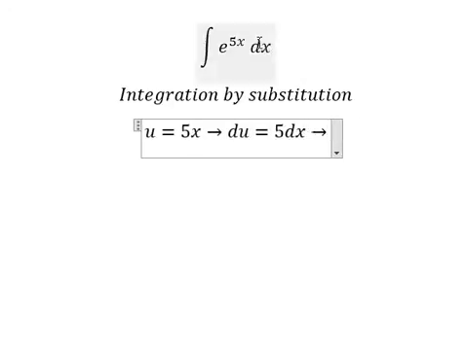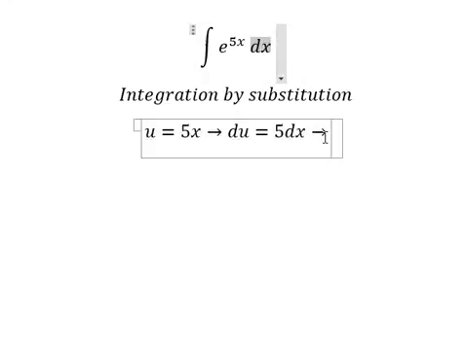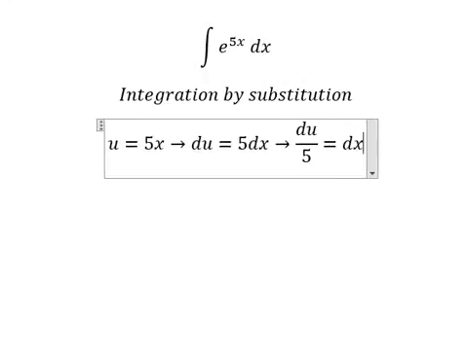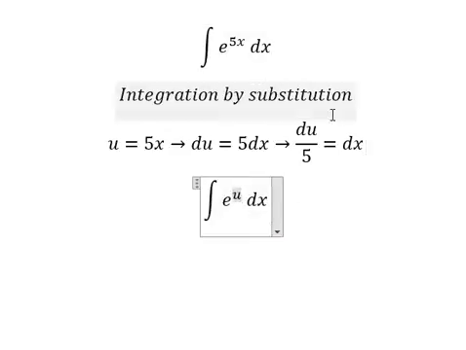Because we don't have the number 5 next to the x, we need to divide both sides by 5. So this one we change to u. The s we change to this one.